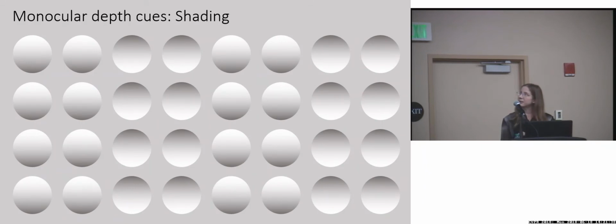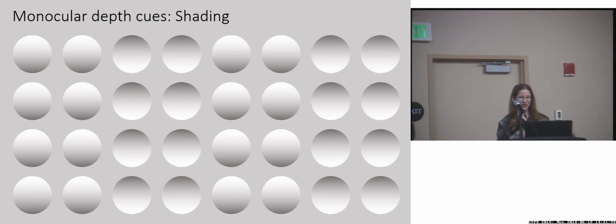Another good monocular depth cue is shading. So I think in this display, you should be able to see vertical stripes of dots that are bumps sticking out towards you, and then dots that are dents sort of receding from you. Can everyone see that? Cool.